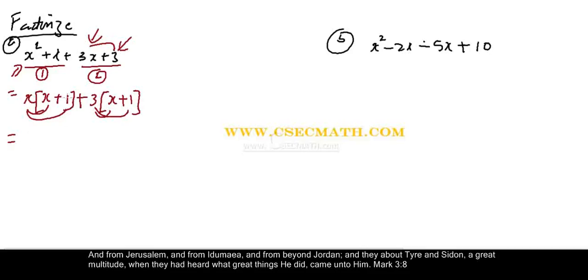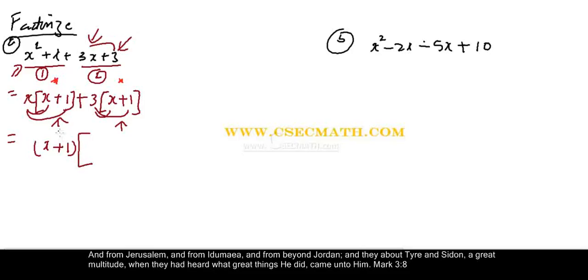Now always have it in mind that the information that you see here as a factor should also be a factor in the second component. If you're not getting it, then your factorization has an error. Having said that, from these informations that you see here, I clearly see that x plus 1 is a factor in the components that we see. So x plus 1 is taken as a factor.